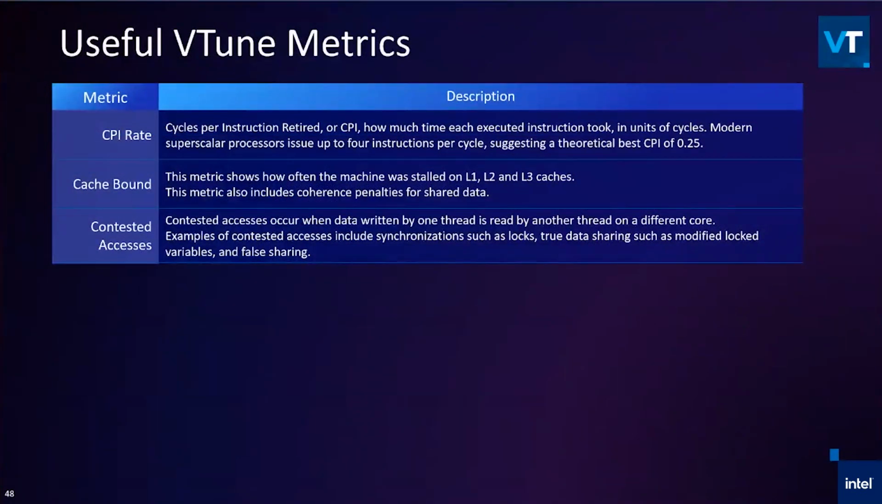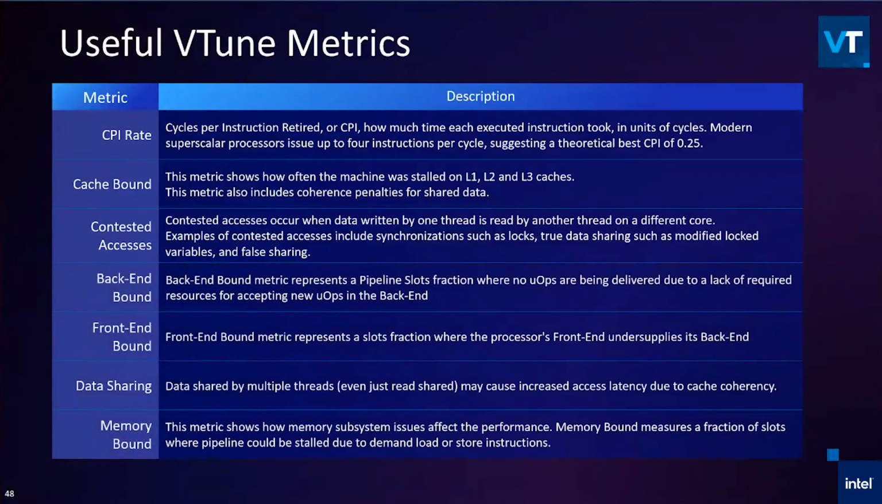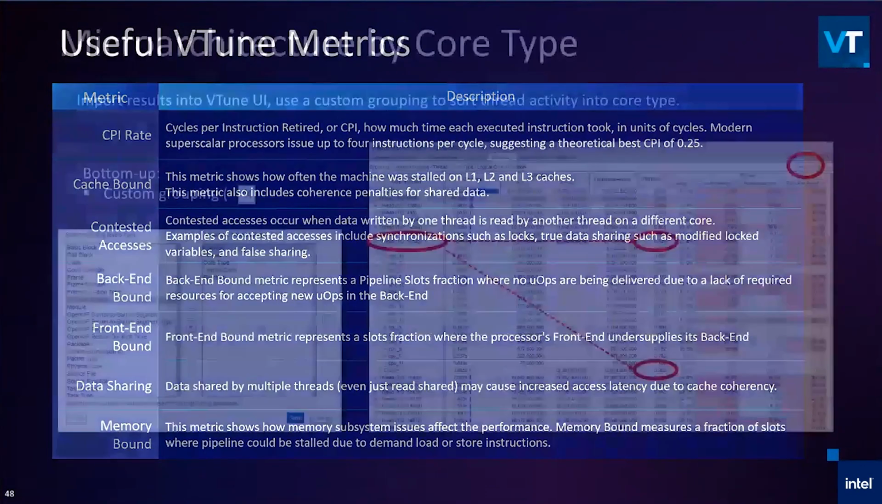The metrics I tend to look at are really about the CPI, the clock ticks per instruction. To understand what's affecting this, usually the memory bound metrics are the next most important. So looking at cache bound and contested accesses. There are also some top level metrics like front and back end bound and data sharing metrics that can also be useful.